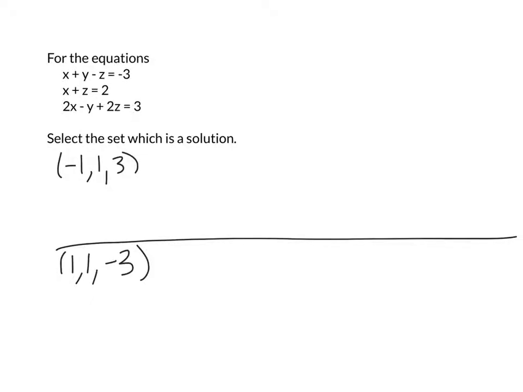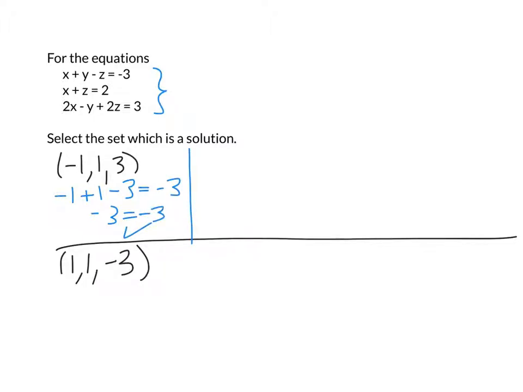To test if a set is a solution to all three equations, we're going to have to substitute the values into all three equations. So we'll start with the first, negative 1, 1, and 3. We will substitute in the first equation, so it would be x is negative 1 plus 1 minus 3 equal to negative 3. So we have negative 1 plus 1 is 0, minus 3 is equal to minus 3, so it satisfies the first equation.